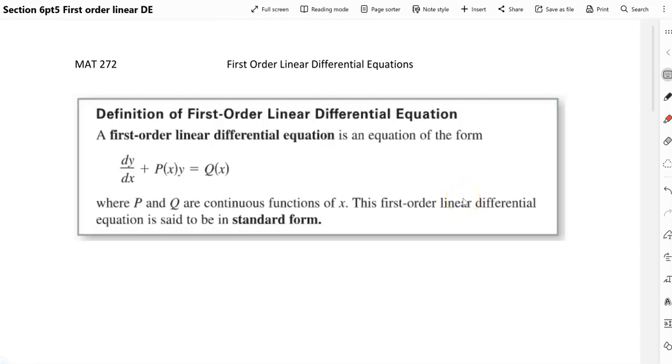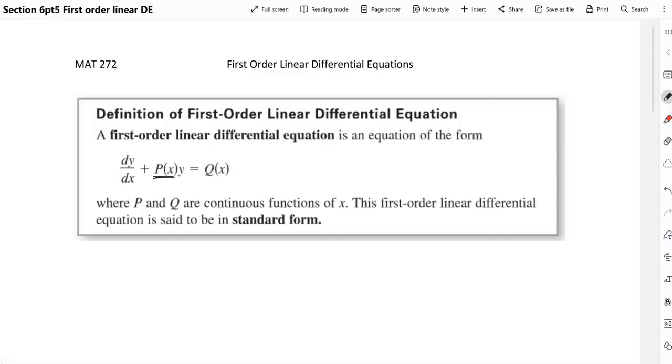Hello everyone. In this video, we're going to talk about how to solve first-order linear differential equations. When we talk about a first-order linear differential equation, it's going to be in the form of y prime, so we've got a first derivative. That's where that first order is coming from. Plus p of x times y is equal to q of x.